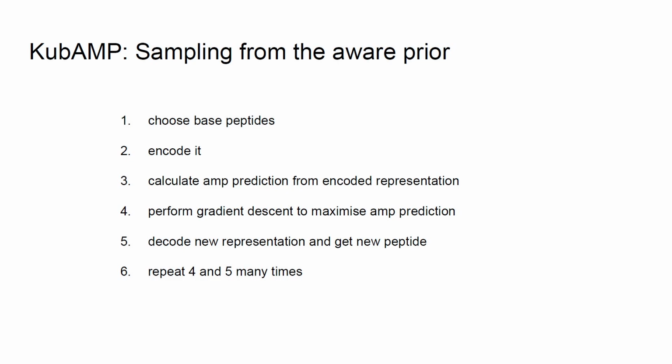We choose base peptides, encode them, calculate AMP from the encoded representation, perform gradient descent to maximize the AMP prediction, decode the new representation, and get a new peptide. We repeat steps 4 and 5 as many times as we want to create many samples.